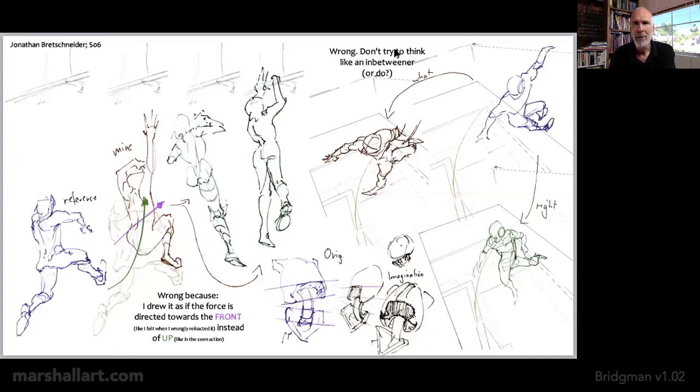Wrong. Don't try to think like an in-betweener, or do. Jonathan, why not? Until you say, I don't really want to do the in-betweening. I want to do the extremes. I can't tell you that it's wrong to do the in-between. Doing the in-betweens is very good for technical understanding. You learn how to in-between. Wrong, because I drew it as if the force is directed toward the front.